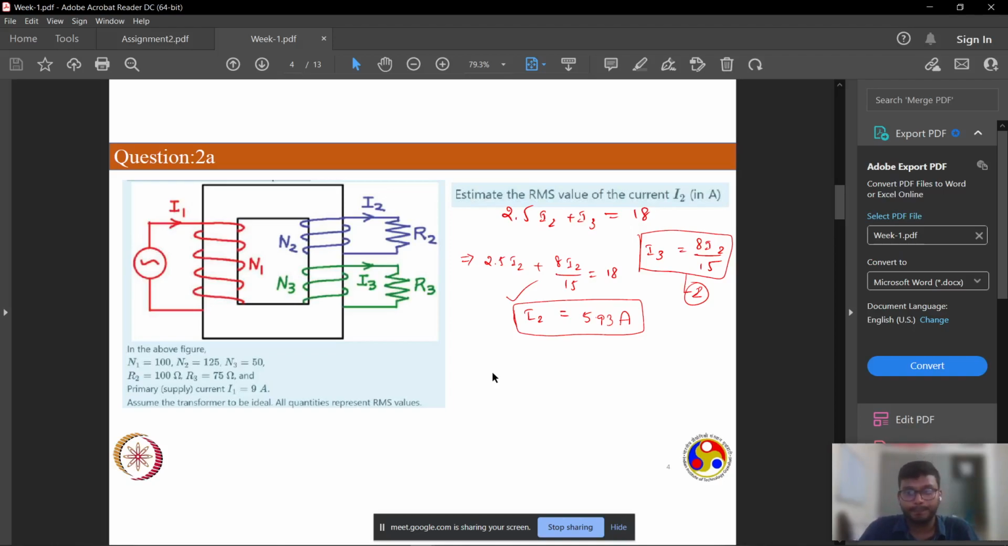Okay. I hope it is clear now. Siddhant, you understood how we got that? N1, N2, N3 are 50, 125, 100, and R2 is 100, R3 is 75. So after simplification, we got that.